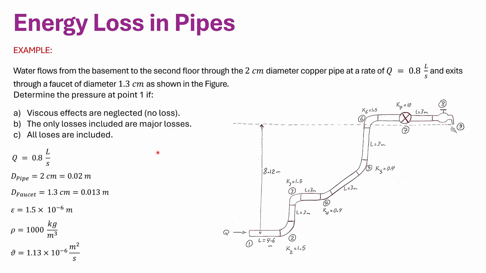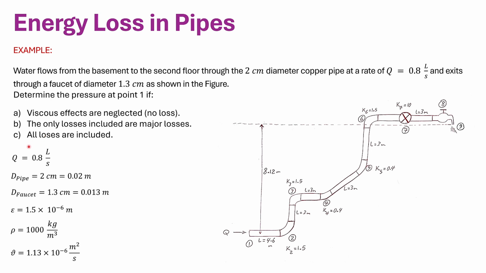Example. Water flows from the basement to the second floor through a 2 centimeter diameter copper pipe at a rate of Q equals 0.8 liters per second and exits through a faucet of diameter 1.3 centimeters, as shown in the figure. Determine the pressure at point 1. A. Viscous effects are neglected, which means there will be no loss. B. The only losses included are major losses. And C. All losses are included.